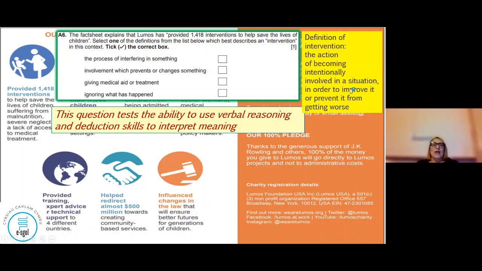So you need to have a little bit of prior knowledge about that question, knowing what intervention means. The nearest answer to that one is involvement which prevents or changes something. We know it's not the process of interfering in something, because there's nothing in this definition, or what we know already, that suggests that we're interfering. It doesn't talk about giving medical aid or treatment, and it doesn't talk about ignoring what has happened. So we need to think about it in context, and the answer there is involvement which prevents or changes something. That's the nearest answer to the actual definition of the word that we found.